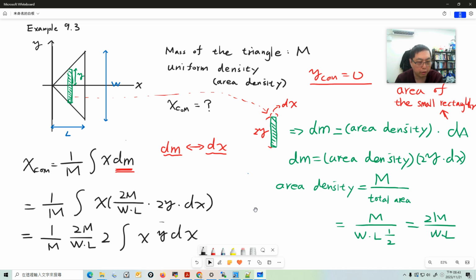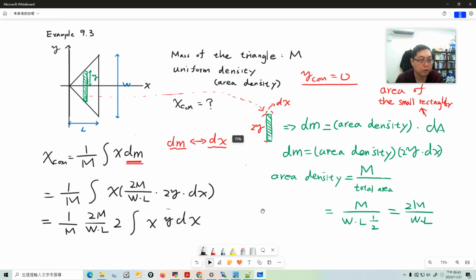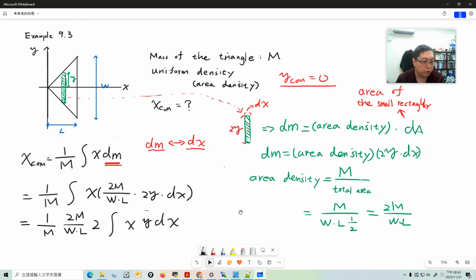Right now we face a problem. We replaced dm with dx, but something else came out: y. Now x y dx is still not integrable. We need to find y. Can we replace y with a function of x? We have to replace y by x, so we need to find a relationship between y and x.